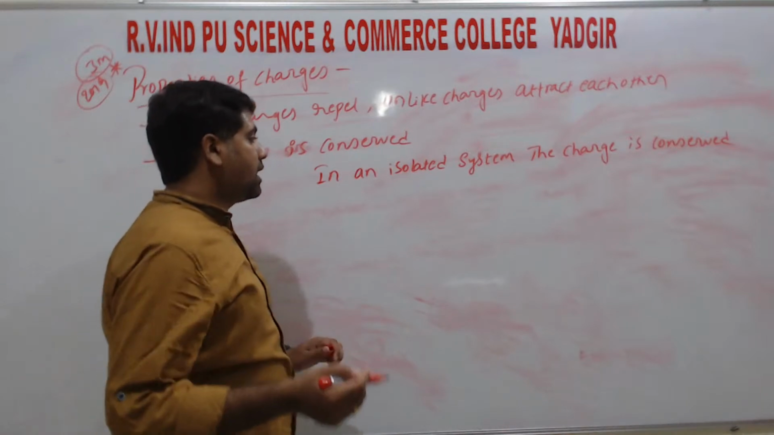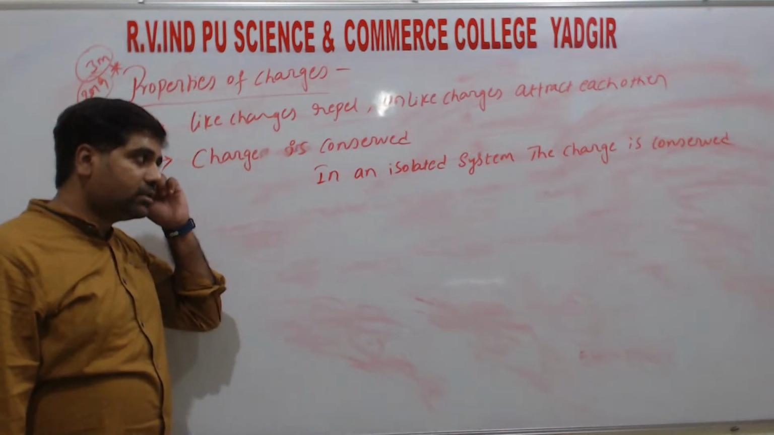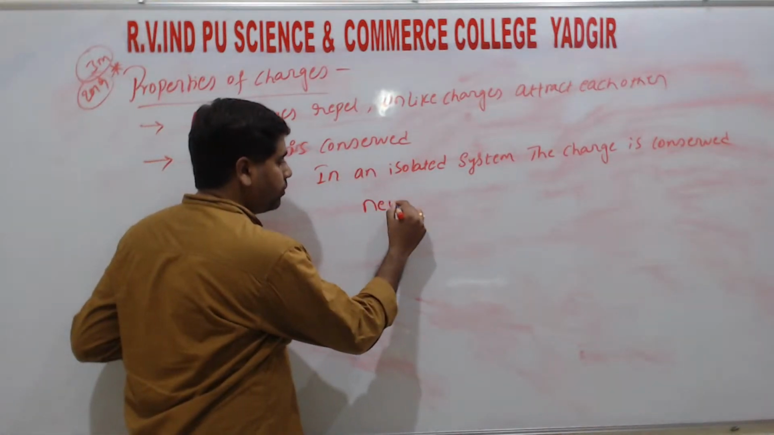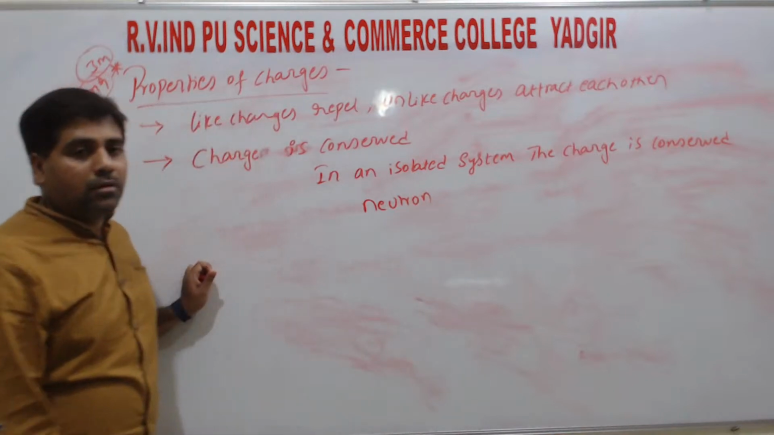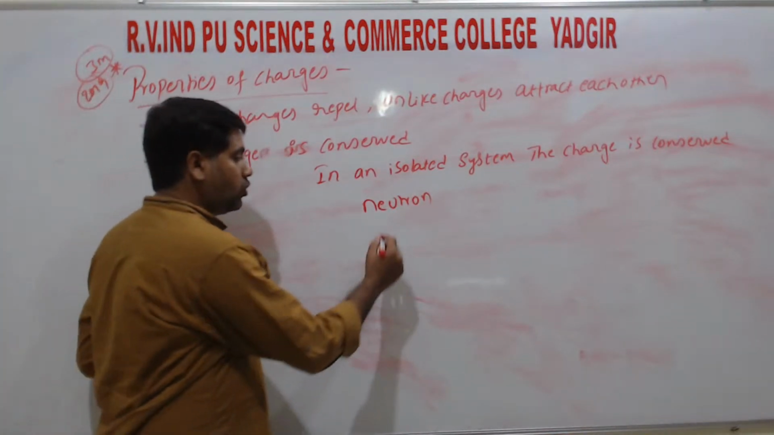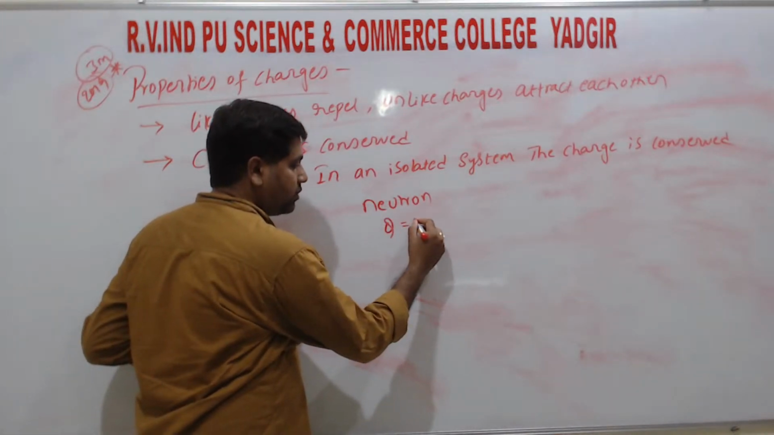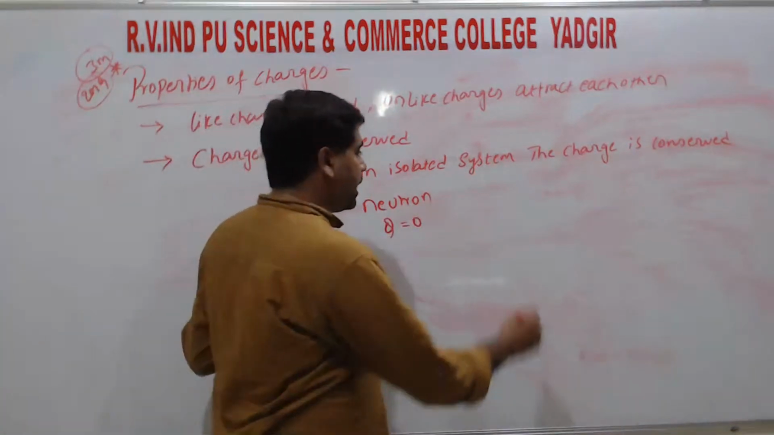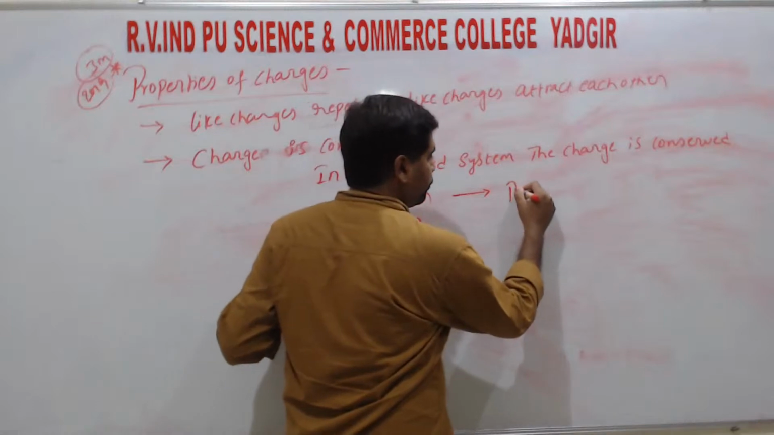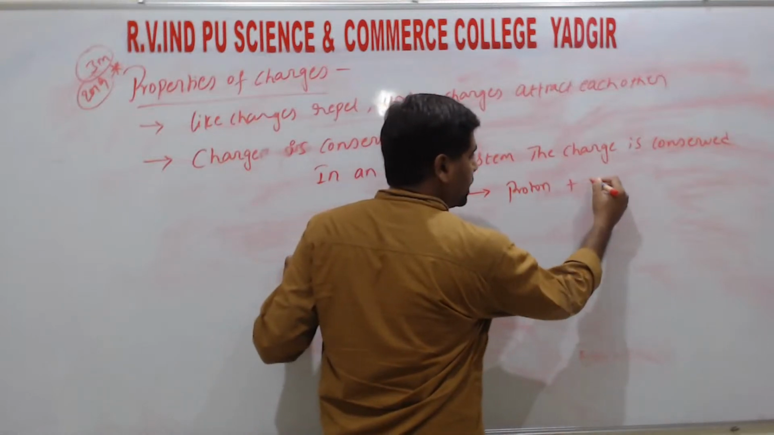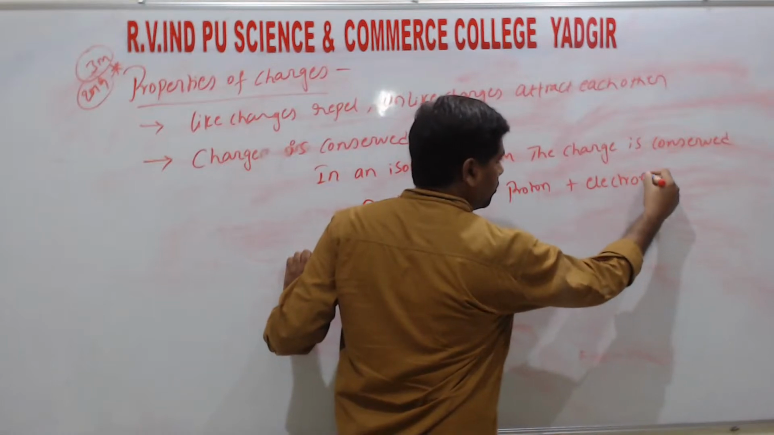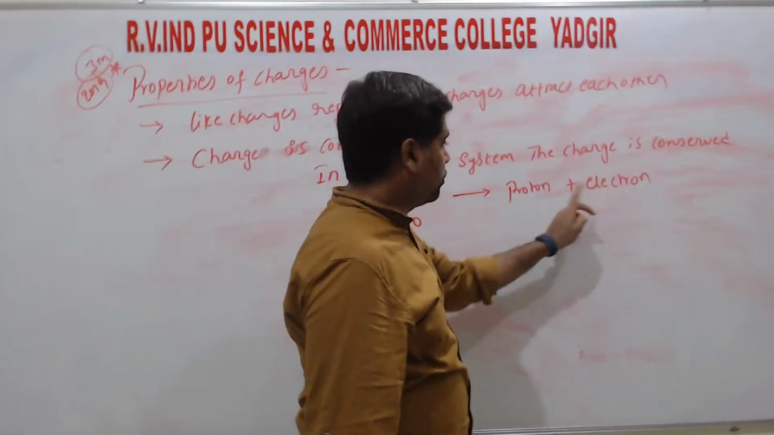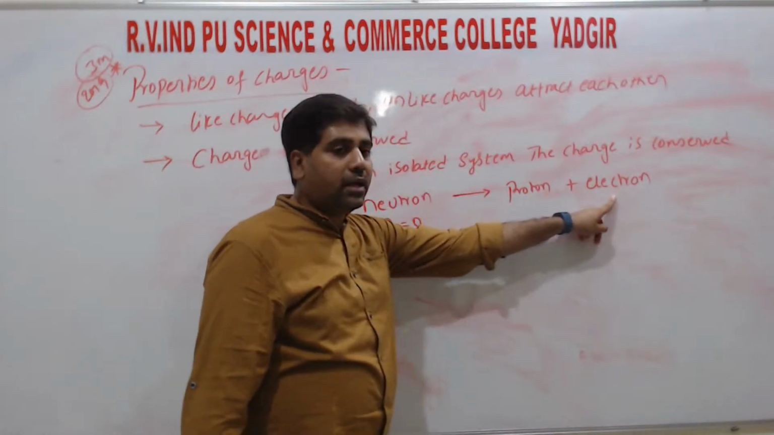As we already discussed in the nucleus, the nucleus consists of protons and neutrons, right? The charge of the neutron is 0. The charge is denoted by Q, that equals 0, right? This neutron gets decayed, or is converted, into a proton and an electron, right? So the proton is positively charged and the electron is negatively charged.